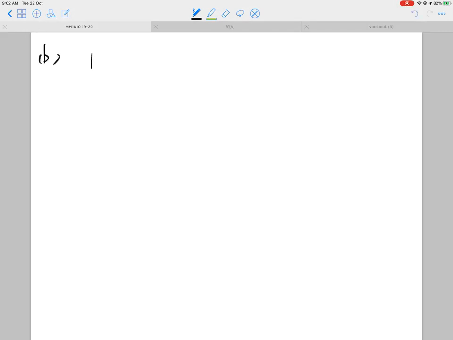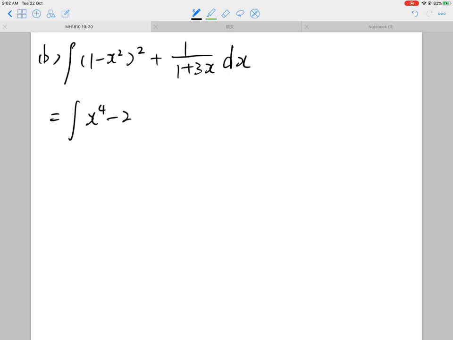Then part B: 1 minus x squared squared plus 1 over 1 plus 3x. First, for this part, you can expand it. It's x to the power 4 minus 2x squared plus 1. What function's derivative is x to the power 4? x to the power 5, the derivative is 5x to the power 4. But you don't want this 5, so you have to multiply 1 over 5 in front.